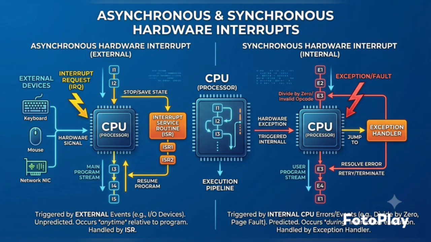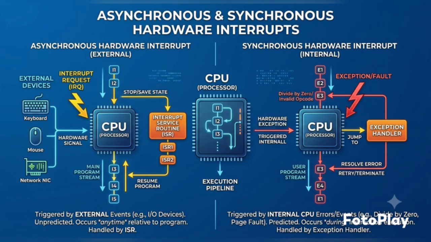Second, we have synchronous software interrupts. These are entirely predictable because they are generated by the software itself running inside the CPU. When a user application needs to perform a protected action, like creating a new file on the disk or allocating memory, it cannot do it directly due to security ring boundaries. Instead, it executes a special instruction to deliberately trigger a software interrupt, handing control over to the OS kernel safely.